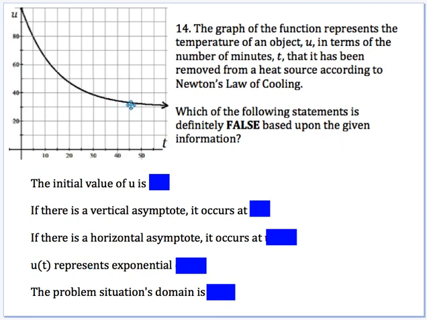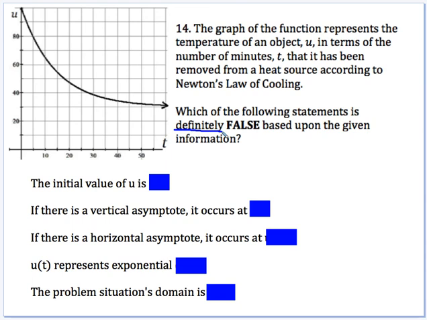All right, so you have this graph, and it's a graph of a function that represents temperature of an object U in terms of the number of minutes T that it has been removed from the heat source according to Newton's law of cooling. We'll go over this application formula probably Monday or Tuesday. Now, which of the following statements is definitely false based upon the given information? So the keyword there is definitely.